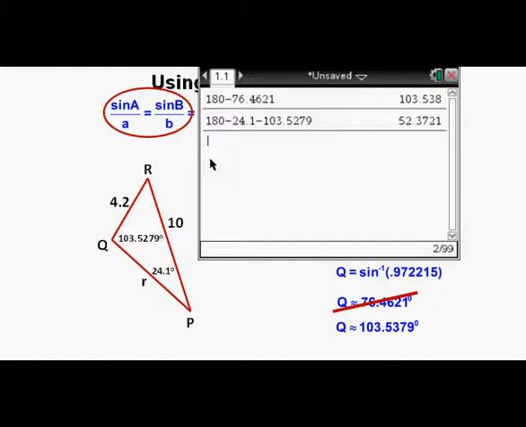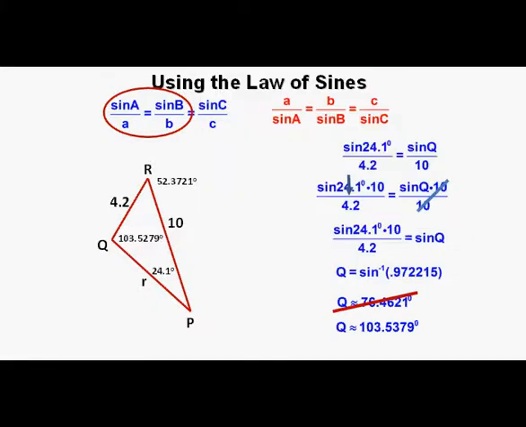Now, having talked a little about ambiguity and having resolved angle Q to be an obtuse angle, let's continue solving the triangle. To solve angle R, we take 180 degrees minus 24.1 degrees minus 103.5279 degrees, which equals 52.3721 degrees. And we appropriately label angle R with the correct angle measure.